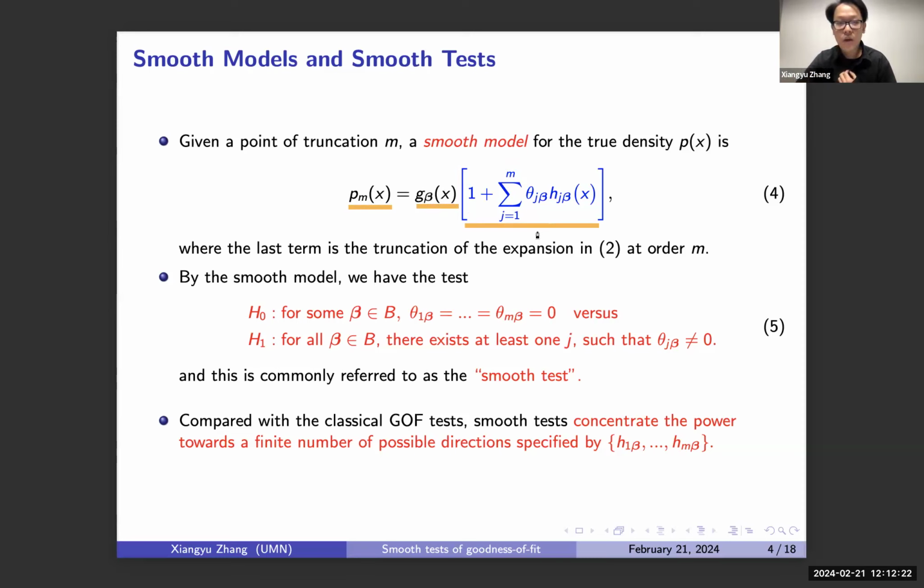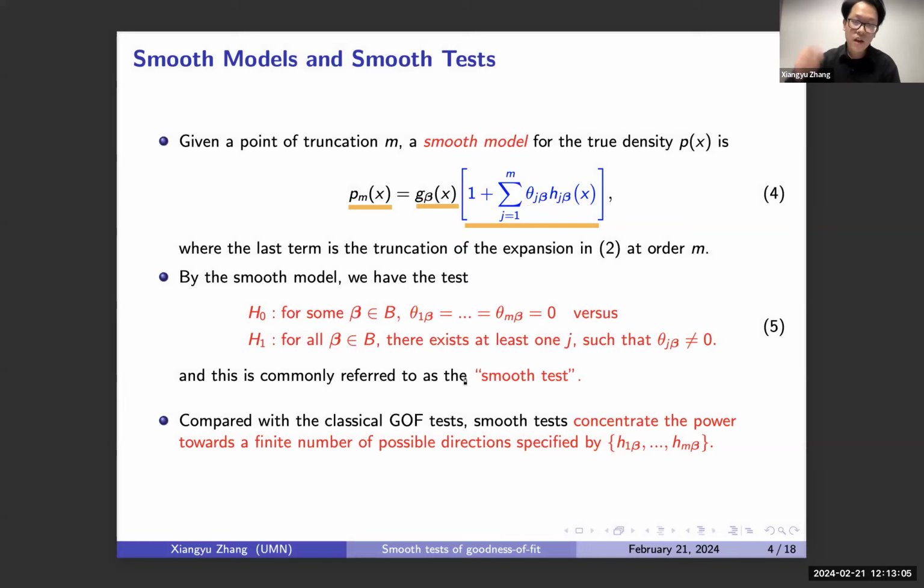Why do we want to do this? Why do we need this smooth model? Because you can consider this smooth model as a generalization of the true density. When M goes to infinity, you get your true model P(x), but if you truncate it at a point M, you get what we call a smooth model. With the smooth model, if we want to test whether or not P_M(x) equals J(β, x), what we are trying to test is whether all of these coefficients equal 0, versus the alternative that at least one of these coefficients is not equal to 0.